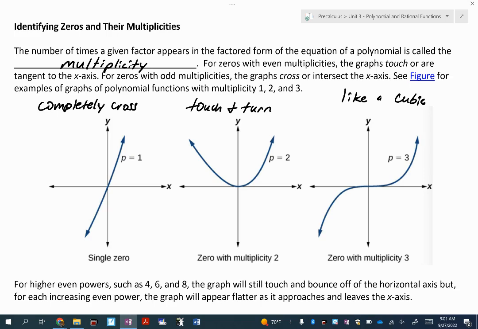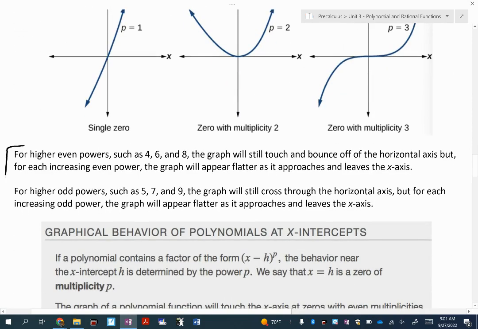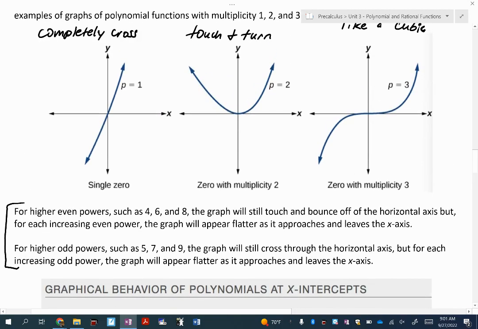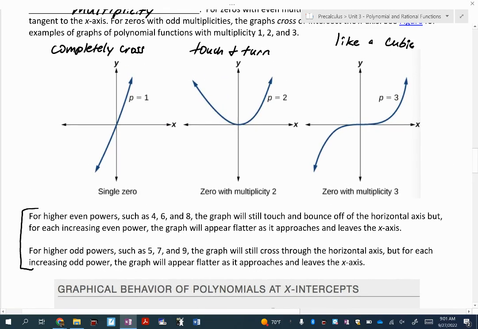that makes that kind of S shape. Now, there is something that can be a little tricky. You notice that we have this touch and turn for a multiplicity of 2. How do you know if it's a multiplicity of 4 or 6? It will just appear flatter when it touches and turns. And same thing with the cubic. How do I know when it's x to the 5th power, x to the 7th power? It will be more elongated, more flat. It's just really tough to tell.